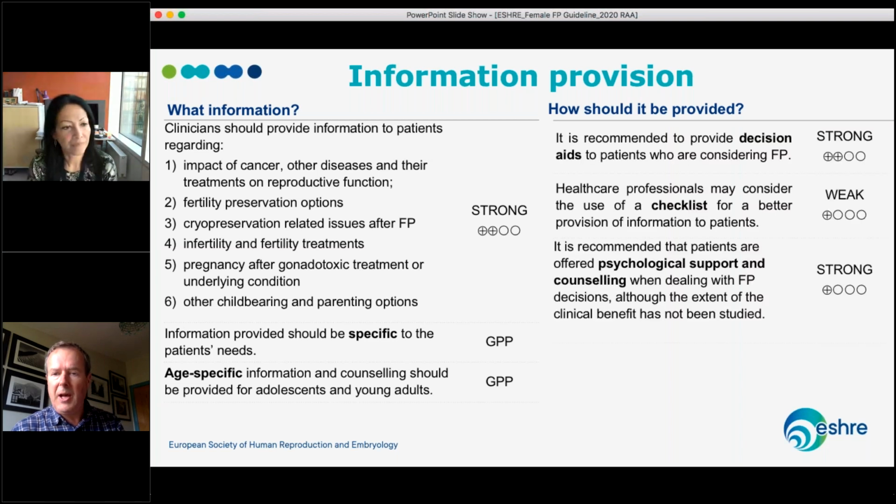How that can be provided has classically been in the form of information sheets, but there is now growing evidence that decision aids are a much better way of helping patients make these complicated decisions, and there are now decision aids available for patients in many of these groups. So that was a strong recommendation. We felt that a checklist might be useful, and we did feel very strongly and made a strong recommendation that psychological support and counselling are going to be very important for many of these patient groups, but it has to be admitted that the extent of benefit of that has not been robustly studied and is a key area for future research.